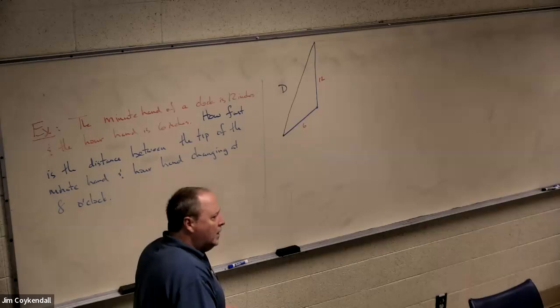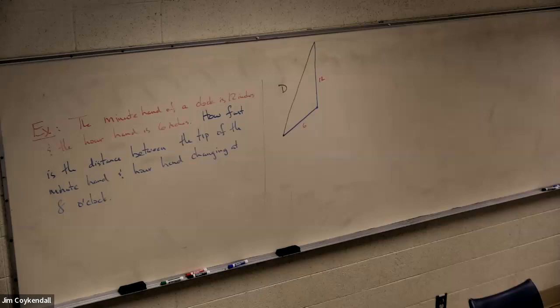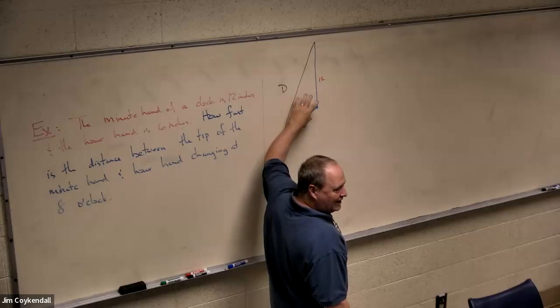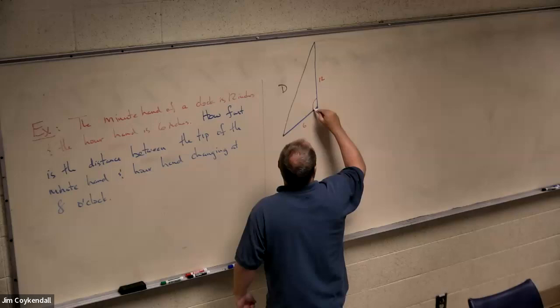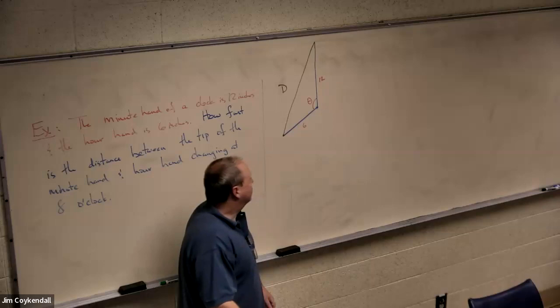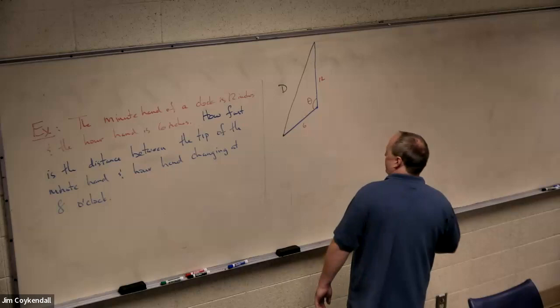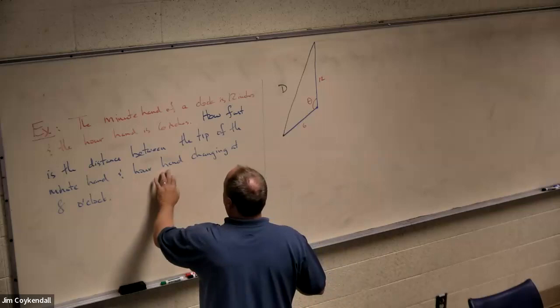What else should I label for convenience? There's something else that actually changes as time goes on. So what is that? Yeah, the minute hand, but what really makes a difference is how they change relative to each other. Let's call that theta, because that's changing, isn't it? So how fast is the distance between the tip of the minute hand and the hour hand changing?